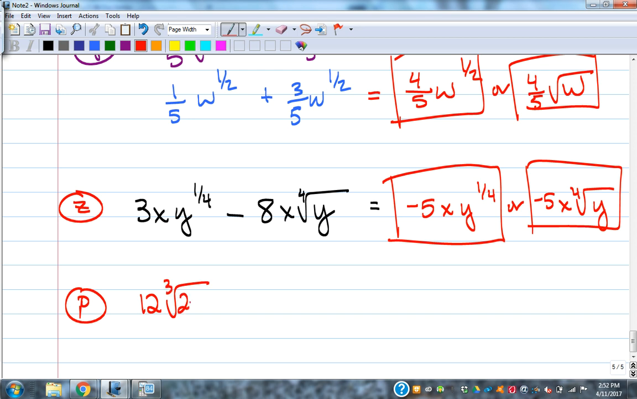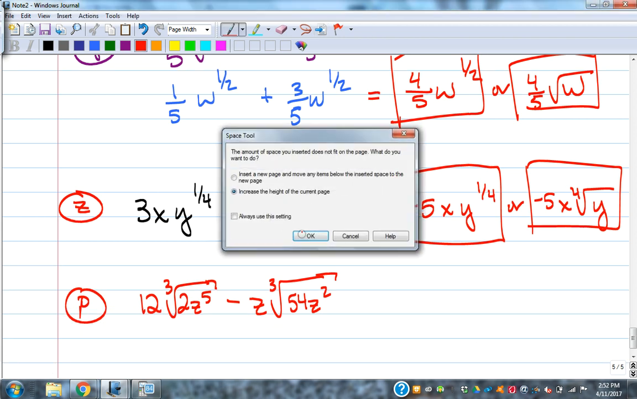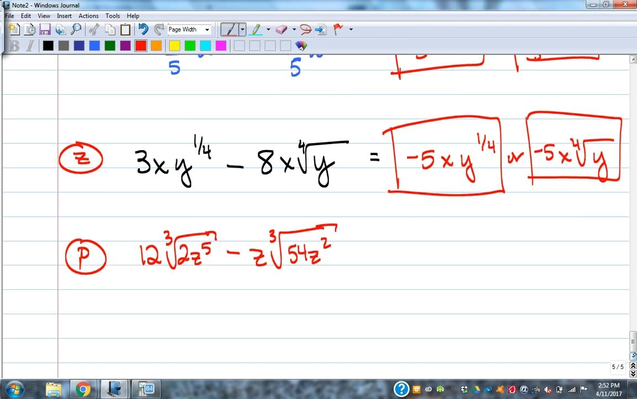Cube root of 2z to the 5th minus z cube root of 54z squared. Fun one. What needs to happen here? We need to simplify that 54 there in the cube root. So 54 breaks down to 9 and 6, 3, 3, 3 and 2. So a set of 3 there. So it's going to be 3 on the outside.